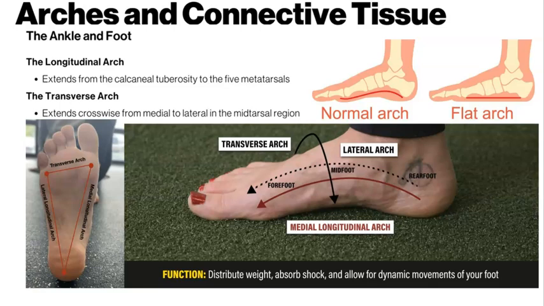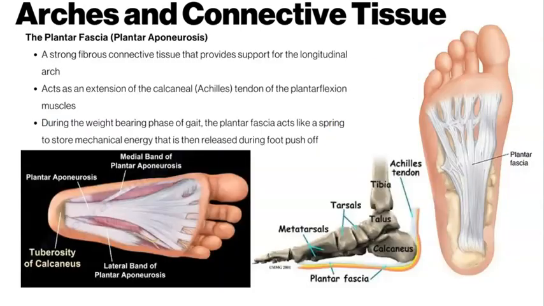Another important part of the ankle and foot is the connective tissues, which also support the arcs. The arcs are supported by several types of connective tissues, including ligaments, tendons, and plantar fascia. These structures work together to maintain arc integrity and foot stability.